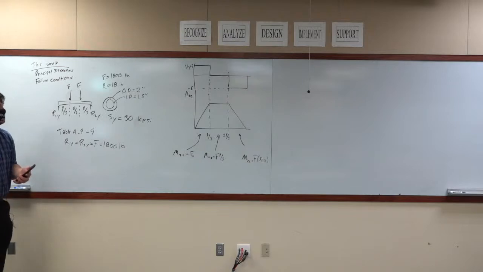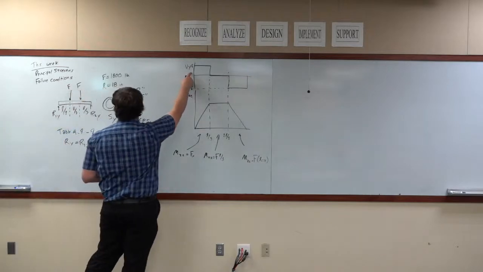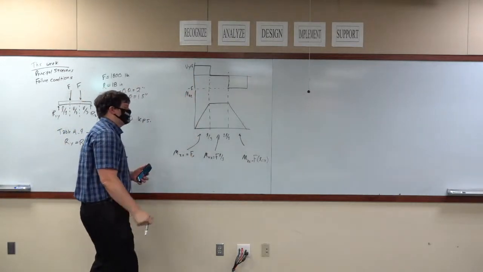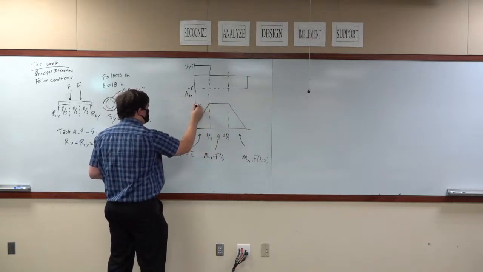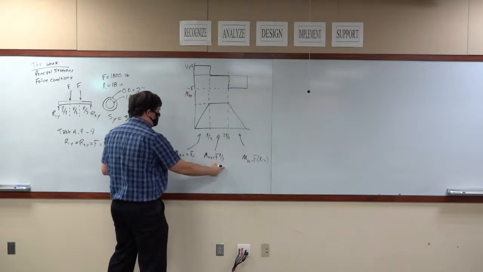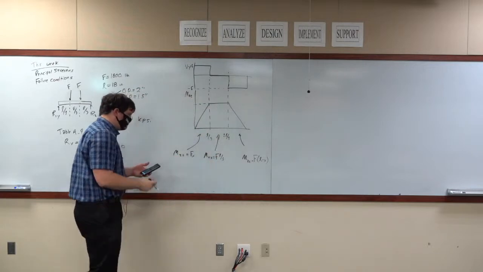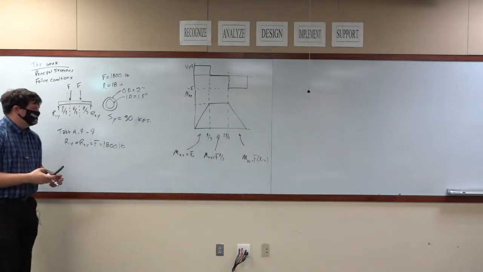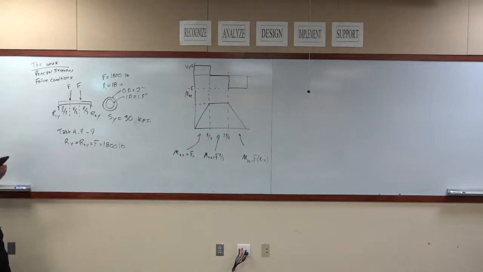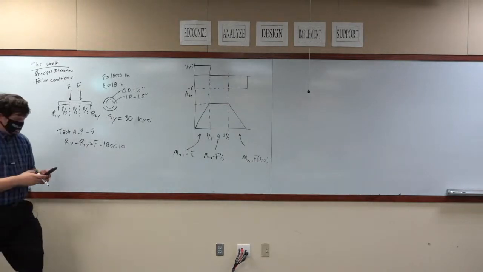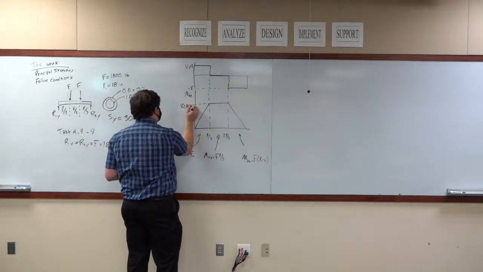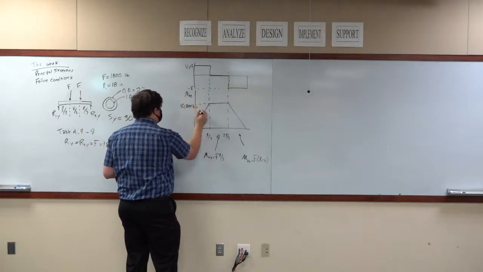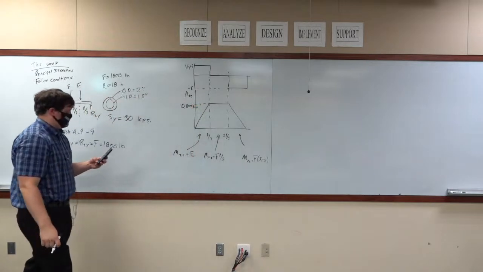So let's do math. We already know what F is. This is 1,800 pounds. This is negative 1,800 pounds. Sweet. This maximum moment value is equal to FL over 3. So that's 1,800 times 6, which is equal to 10,800 pound inches.